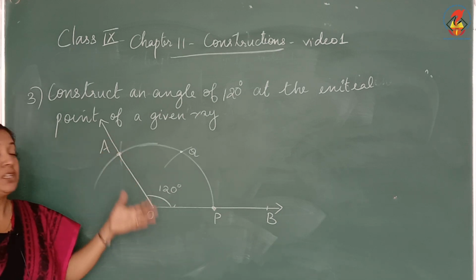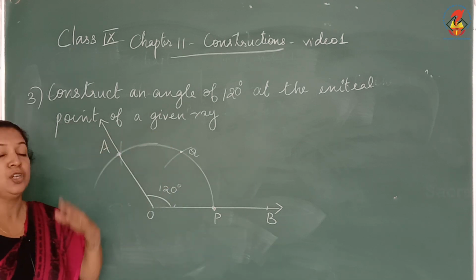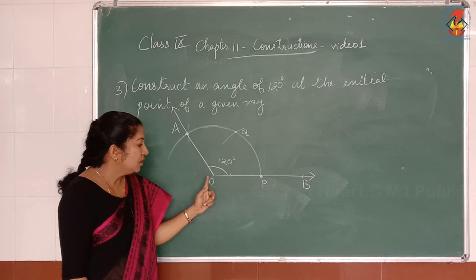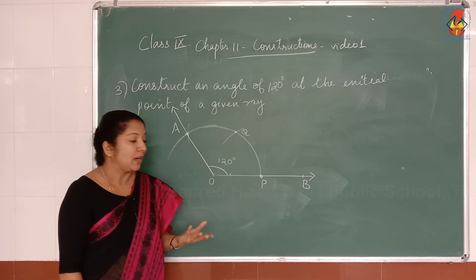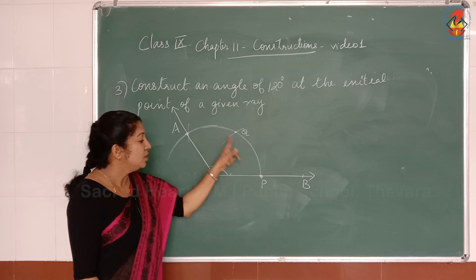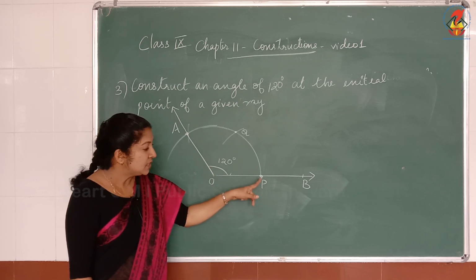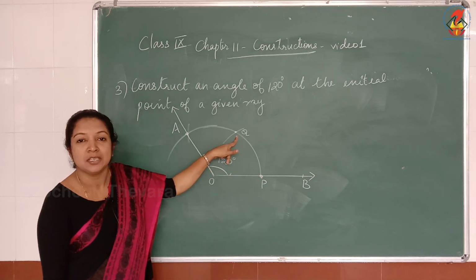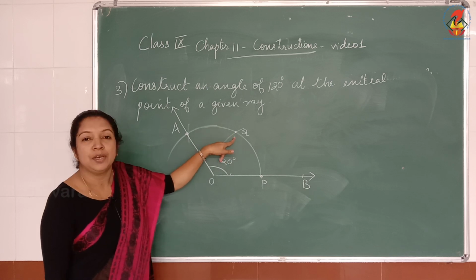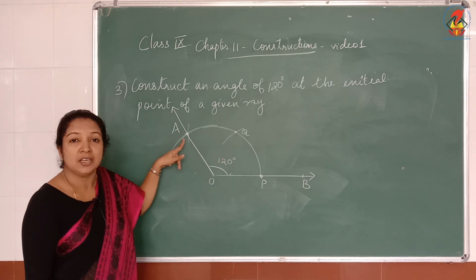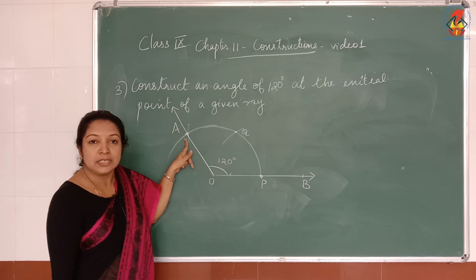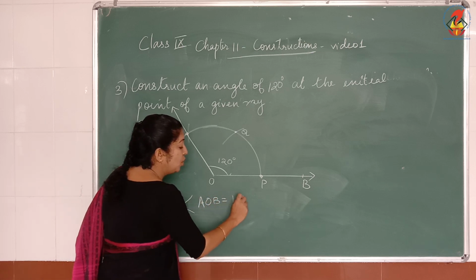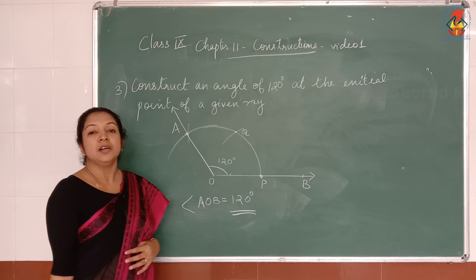What's the question? Construct an angle of 120 degree at the initial point of a given ray. So ray OB, then take the compasses and with any radius and O as the center, draw an arc. Take the point of intersection of these two as P. Take P as the center, make a cut on this with the same radius, mark it as Q. Second step, we take Q as a center with the same radius and make a cut on this, that is A. So angle AOB is equal to 120 degree. This is the required angle.